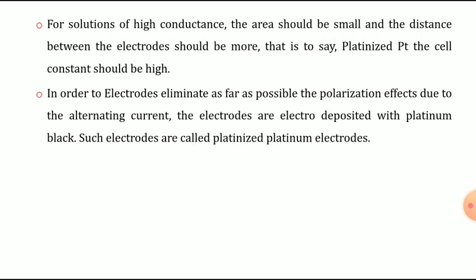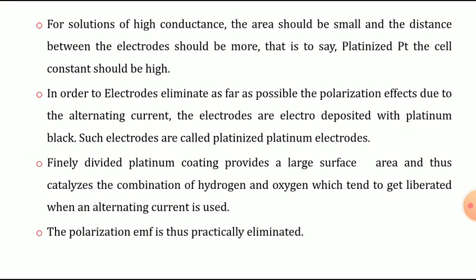In order to eliminate as far as possible the polarization effects due to the alternating current, the electrodes are deposited with platinum black. Such electrodes are called platinized platinum electrodes. The finely divided platinum coating provides a large surface area and thus catalyzes the combination of hydrogen and oxygen which tend to be liberated when an alternating current is used. The polarization EMF is thus practically eliminated.